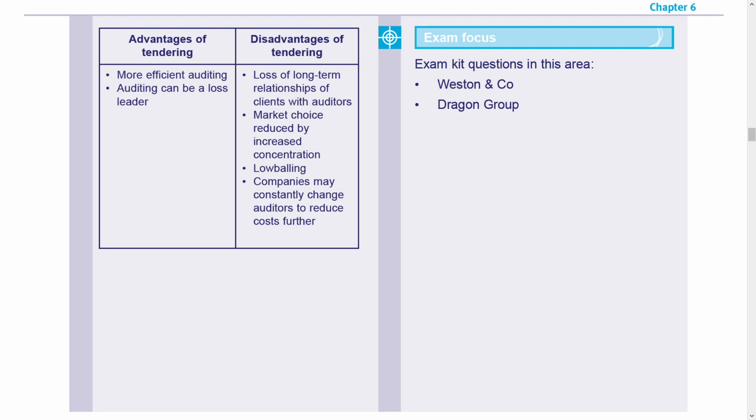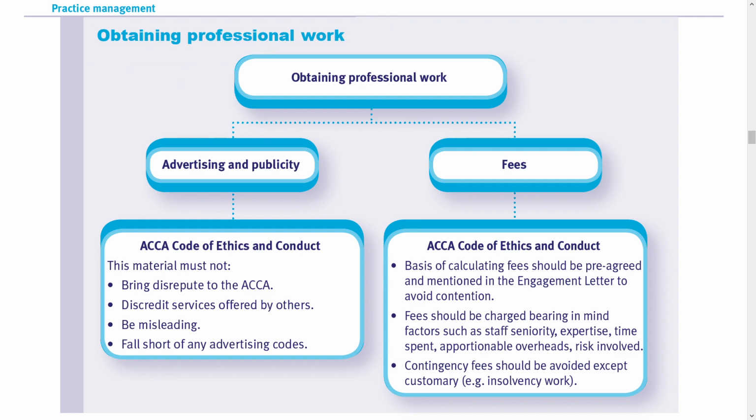Low balling. Okay, low balling. That means fees are very low. Companies may constantly change auditors to reduce costs further. That's a risk. Disadvantages. So in the exam kit, these are the two questions based on this area, tendering and all.